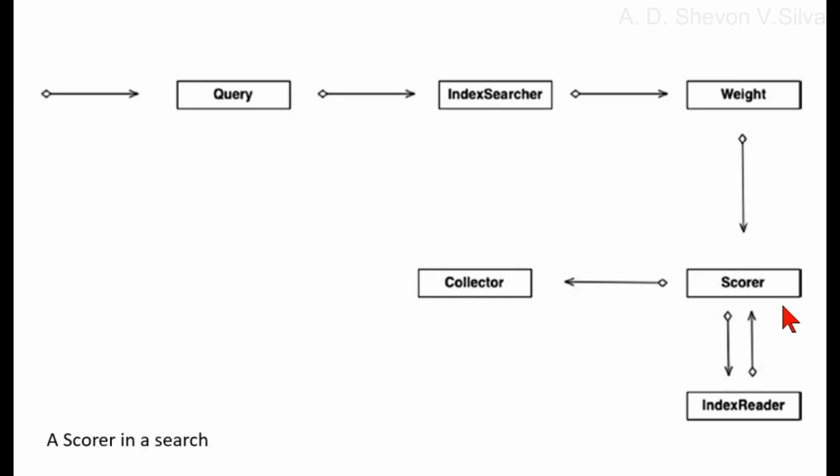After scoring completes, the results are returned to a collector, which then chooses the next set of steps. If the top n hits are requested, the collector typically will maintain a priority queue to identify the top n hits and then return them back to the user.